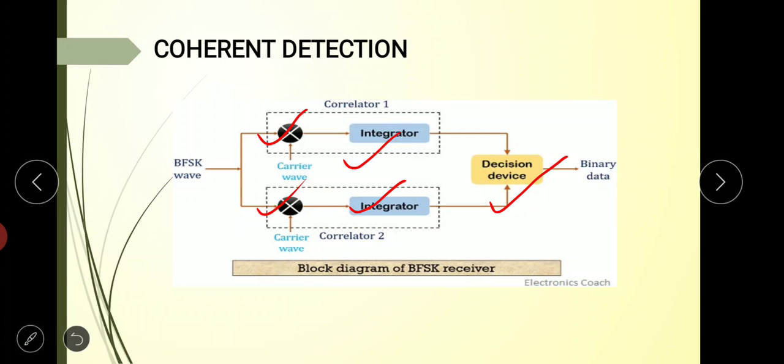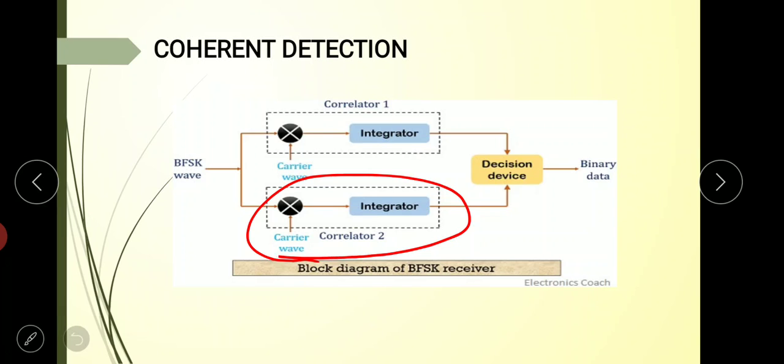Then similarly, when the output of integrator 2 exceeds integrator 1, then the carrier frequency associated with this correlator is selected, because the combination of mixer and integrator is known as a correlator. So the frequency associated with the correlator generates the symbol in favor of that frequency. Like this we get 1 or 0.